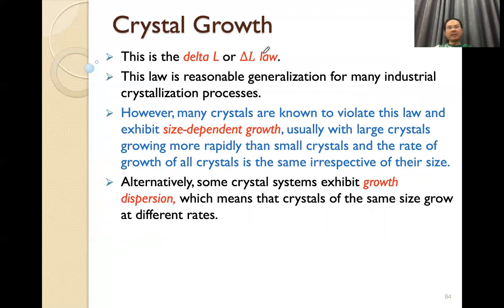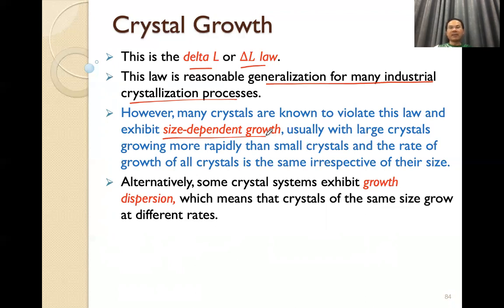We call this the delta L law. The law is the irreducible generalization for industrial crystallization. We have at least two crystallization cases in the size-dependent growth. For this case, different sizes have different growth rates.